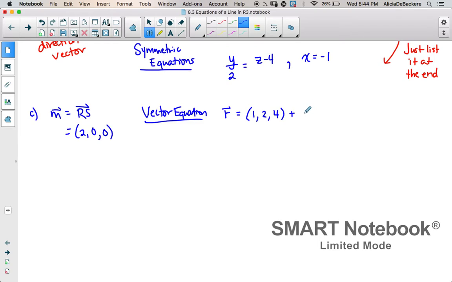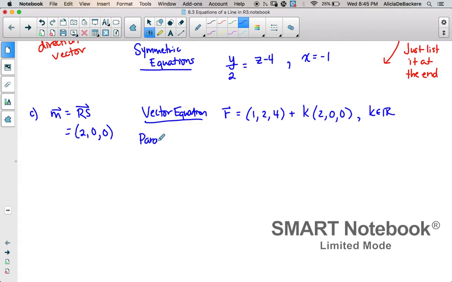And then I'm going to multiply my direction vector by some parameter. I've already used T and S. I don't want to use R because that's the name of my equation. I don't want to use M because that's the name of my direction vector. I'm going to use K because I don't see it anywhere else in this example, and multiply it by my direction vector. And then I'll just define that parameter as belonging to the set of real numbers.